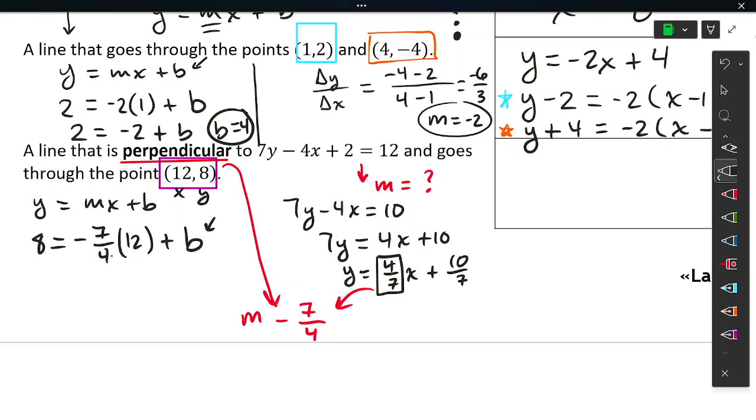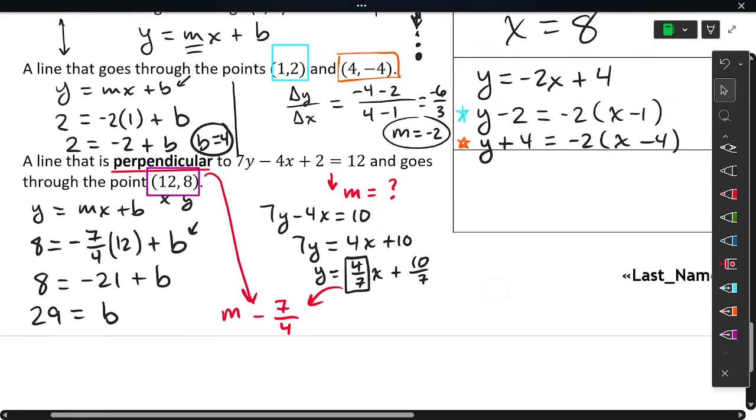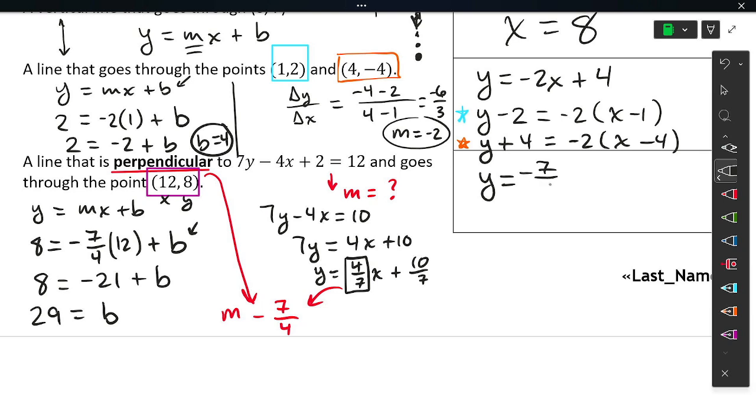12 divided by 4 is 3. So this looks like 8 is -21 plus b. And if I add 21 to both sides, I get that 29 is what b is. So the equation of this line, you can see I've got the slope, I've got the y-intercept, should be y is equal to negative 7 over 4 times x plus the number 29.